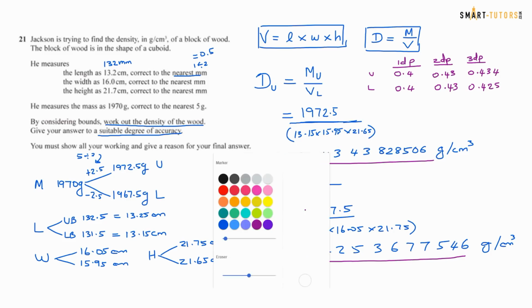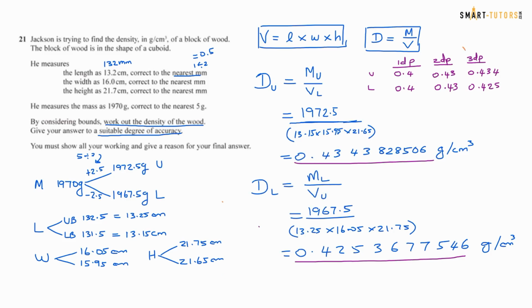If I approximate to 3 decimal places, 0.434 is the upper answer and the lower answer is 0.425. So that is wrong; the answers differ at 3 decimal places. So the suitable degree of accuracy means the answer is 0.43.